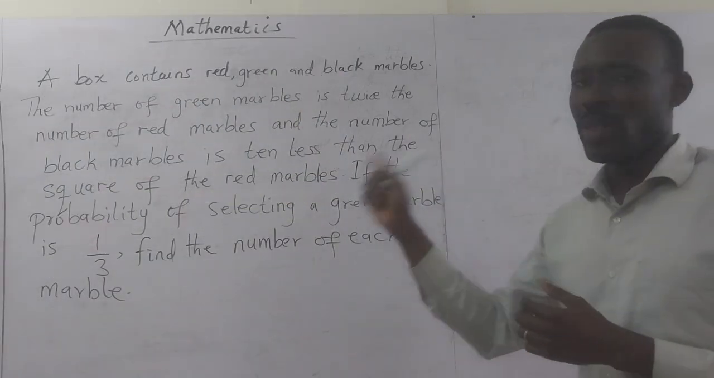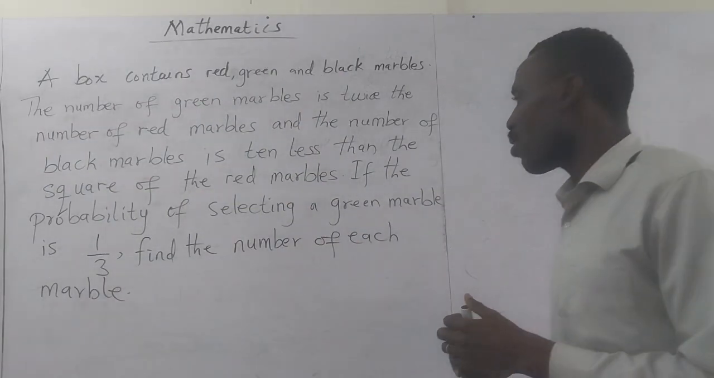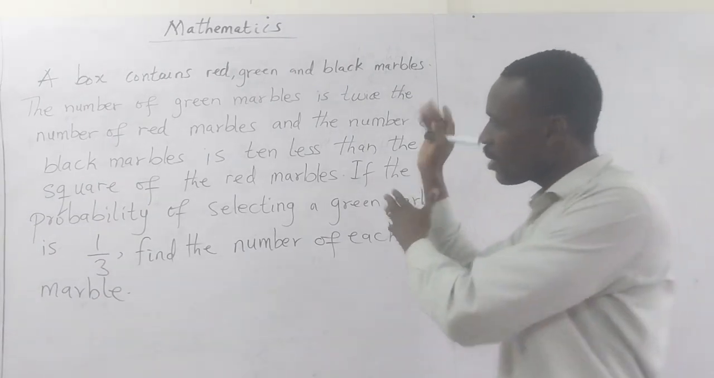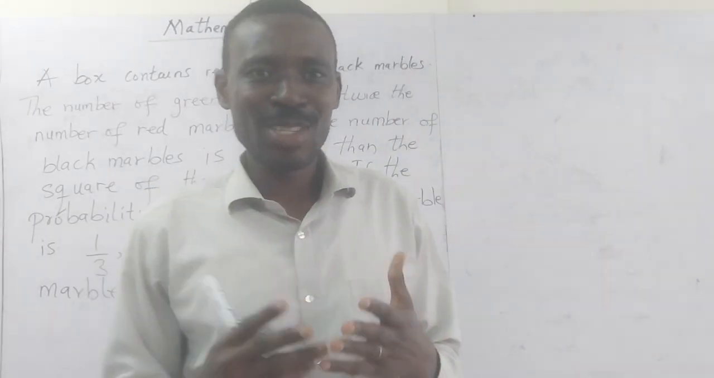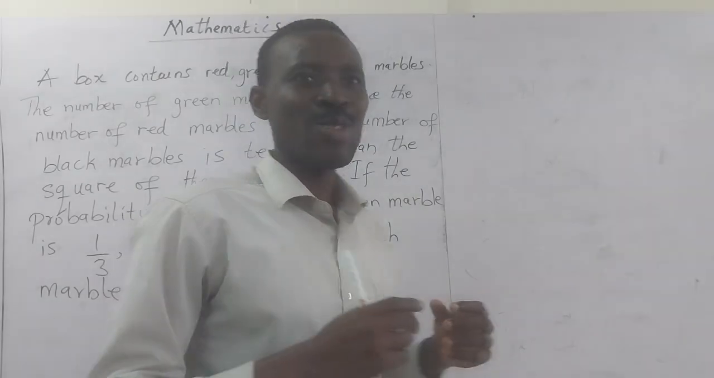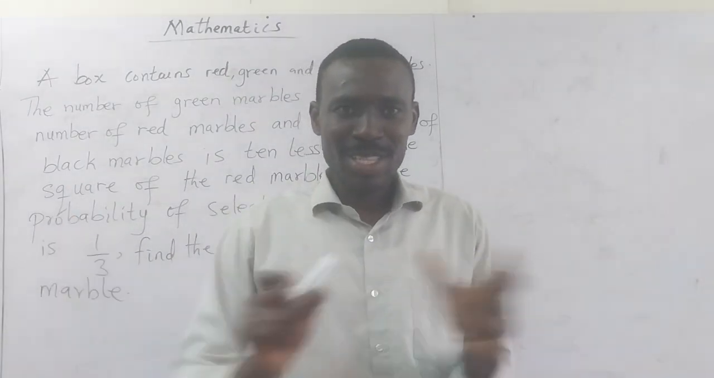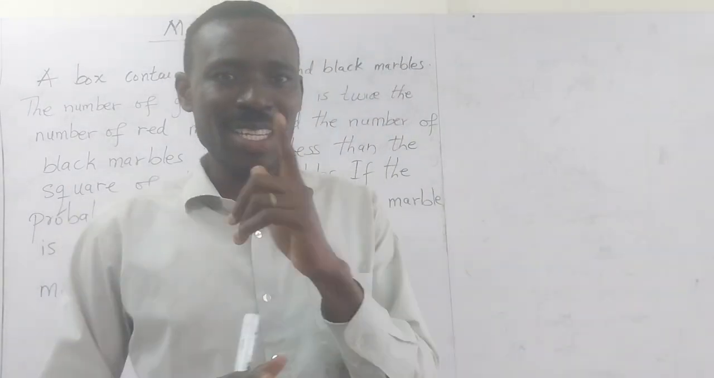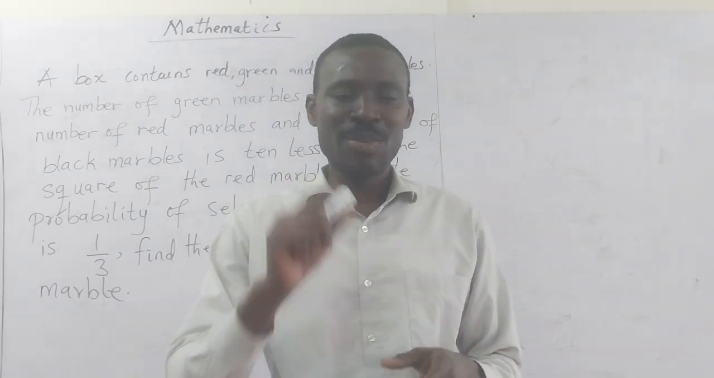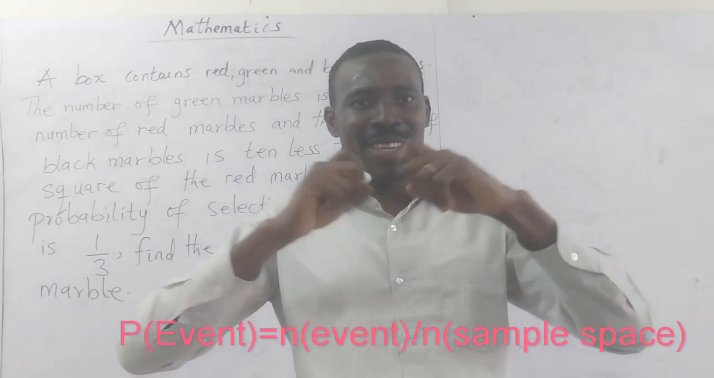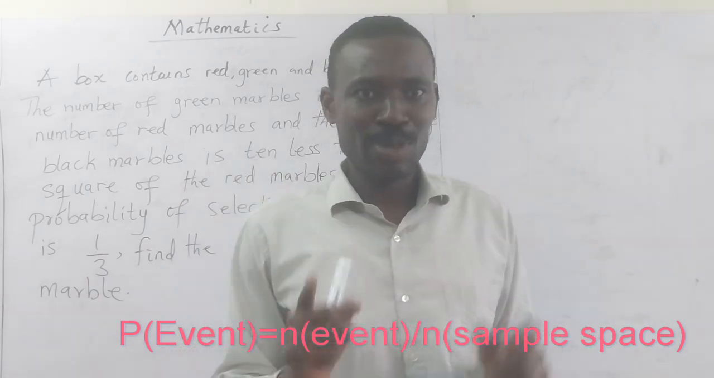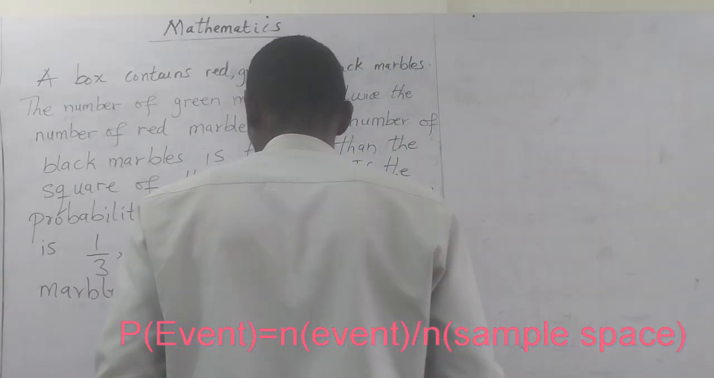Green marble is 1/3. Find the number of each marble. This is a nice piece of question, and it's not difficult, like I used to tell you every day. We are going to use the simple basic probability principle that states that the probability of an event is the number of the event over the number of sample space. So now watch.